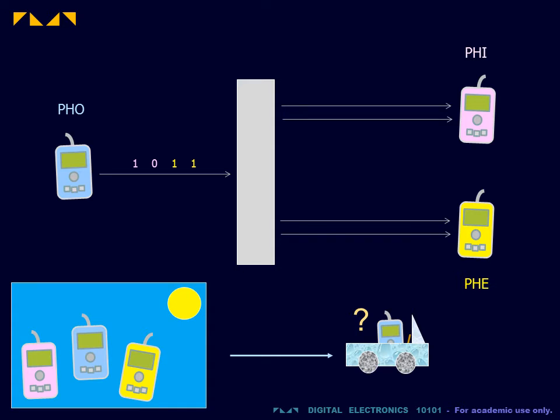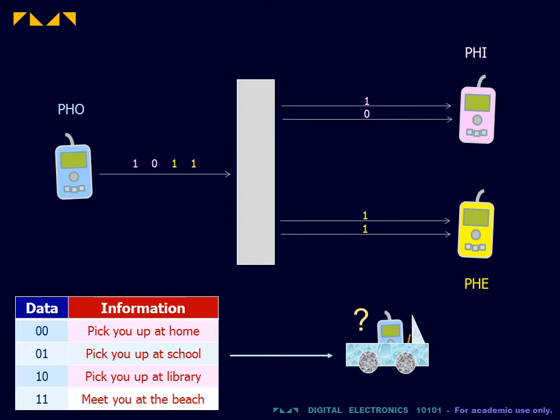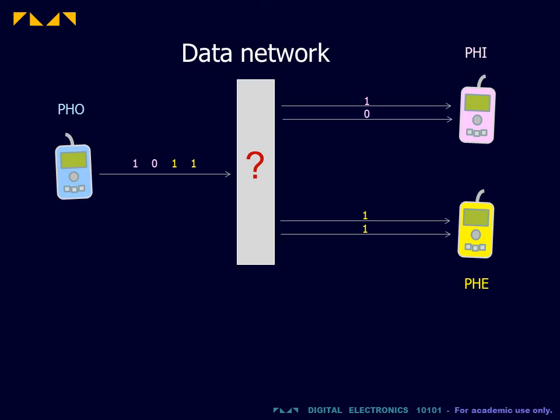For communicates this information as a series of bits. From these bits, phi and fare must each receive two parallel bits, exactly as shown. Phi and fare must now decode the information that they are given. We are required to set up a data network to make this possible.